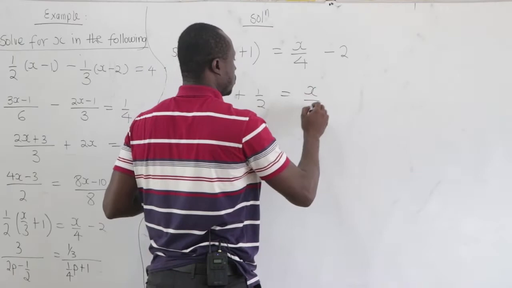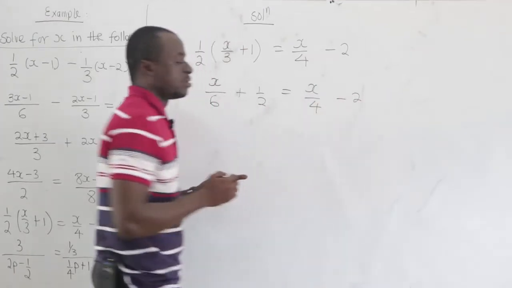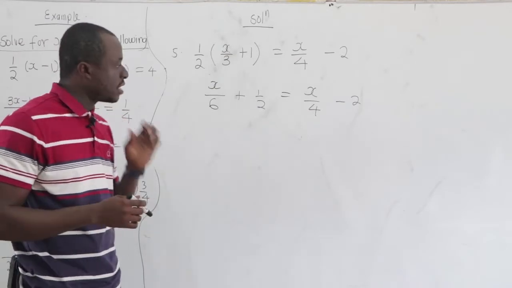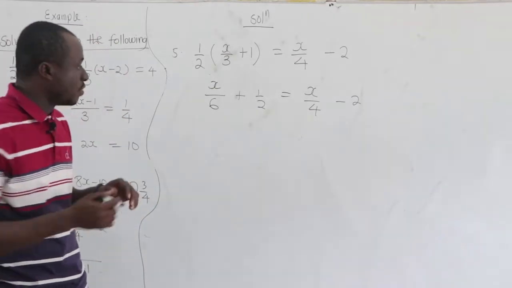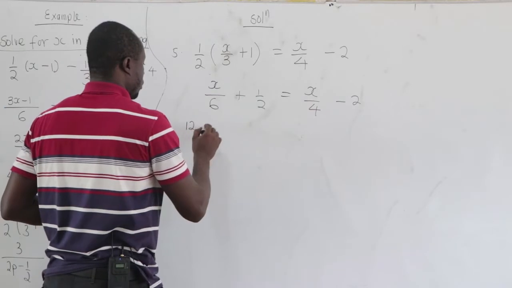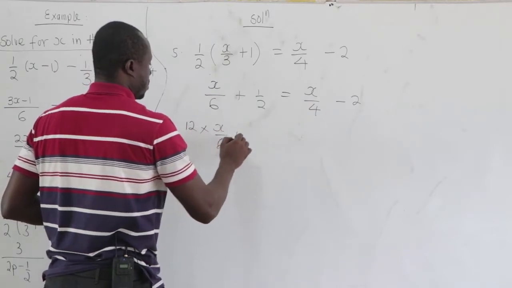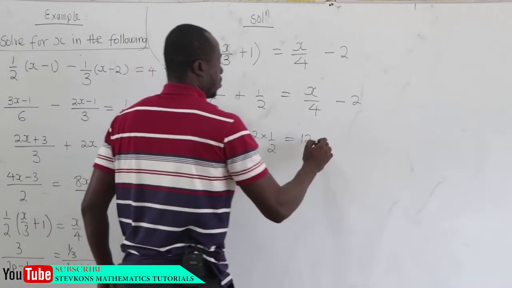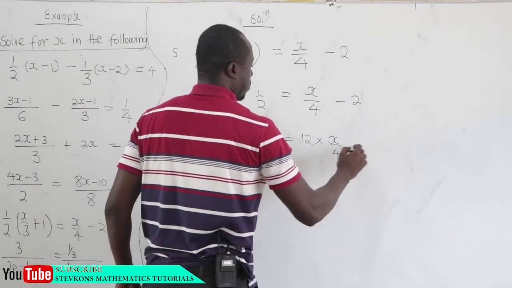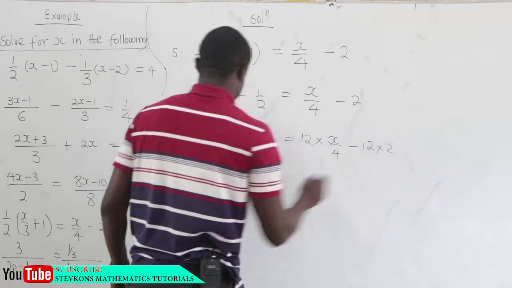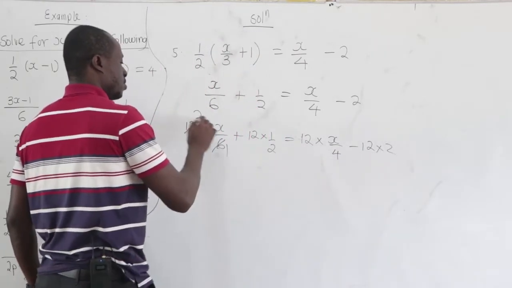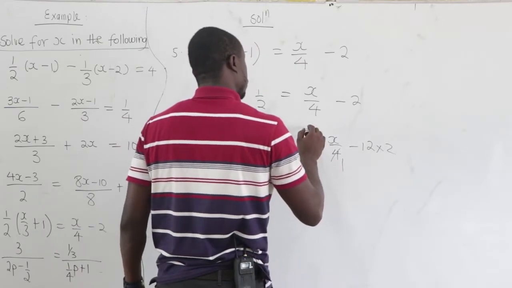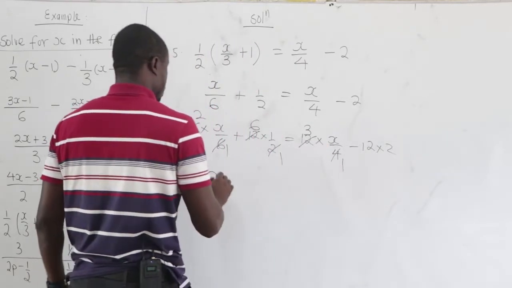Equal to x over 4 minus 2. Now, we have 6, 2, and then 4. What is the LCM? Clearly, the LCM is 12. So 12 times x over 6 plus 12 times 1 over 2 equals 12 times x over 4 minus 12 times 2. 6 goes into 12, 2 times. 2 goes into 12, 6 times. 4 goes into 12, that is 3 times.